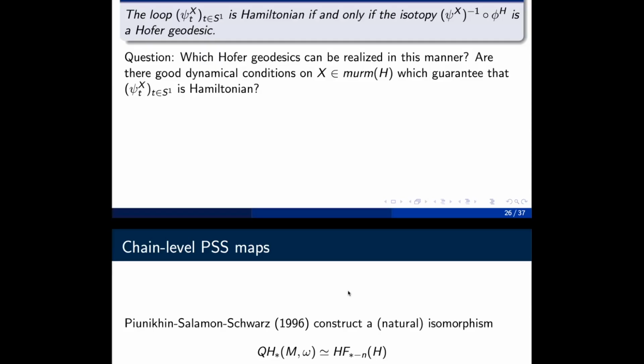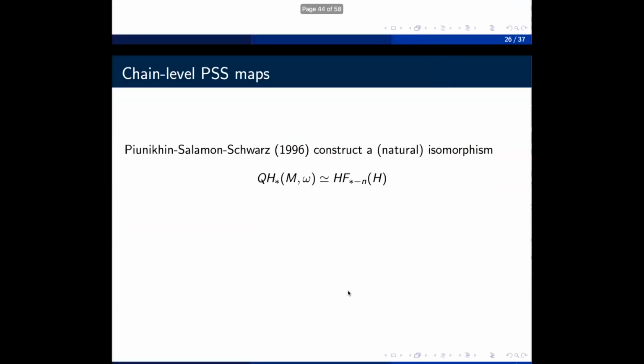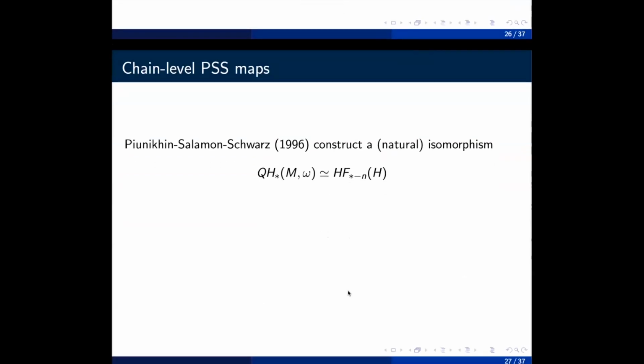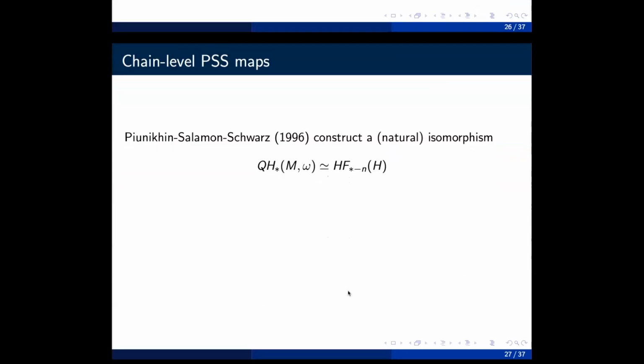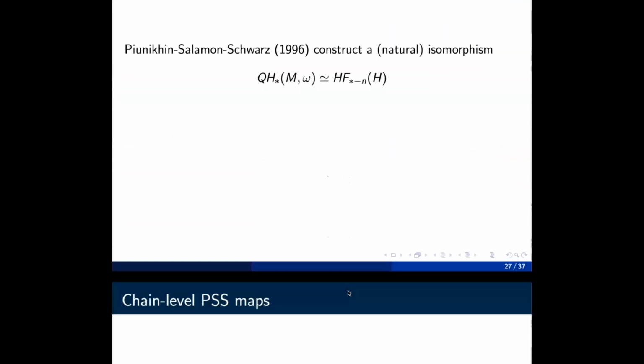Couldn't tell you. Okay, so I want to move on somewhat quickly to the second set of results that I promised you, where we're going to characterize certain fundamental classes dynamically. Okay, certain chains that represent the fundamental class dynamically. So there is this thing called a PSS isomorphism, right? There's an isomorphism in general between the quantum homology of a closed symplectic manifold and the Floer homology.